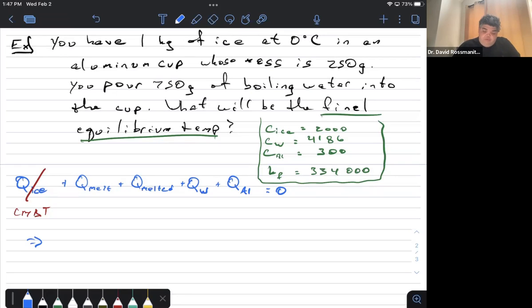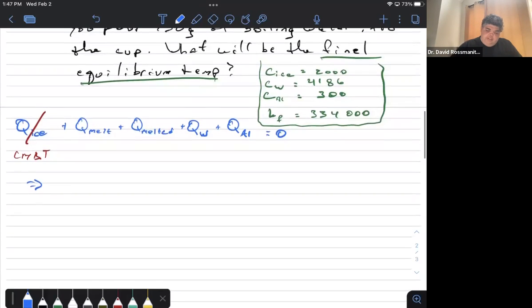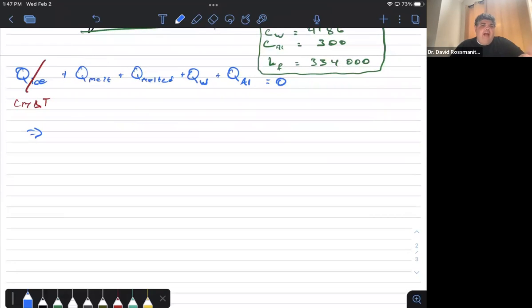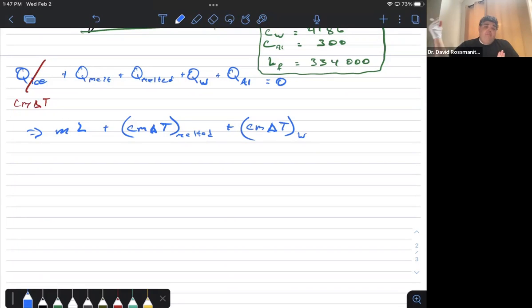All right, now that we know what we have, let's replace all the Q's with Cm delta T or M times L. So again, the first term we don't need because we're already at 0 degrees for the ice, he's fine. Second term, Q melt. This is purely to melt the ice, so that's M times L. Next term, Q melted. Now that the ice is melted, it's now water at 0 degrees, and that wants to heat up to some final temperature, so that's Cm delta T. Next term, the boiling water wants to cool down to a final temperature, so that's Cm delta T for the boiling water. Last term, the cup. You have ice in it, so it's sitting there really cold. Then you put this boiling water in it, the cup will heat up. So that's, again, Cm delta T.